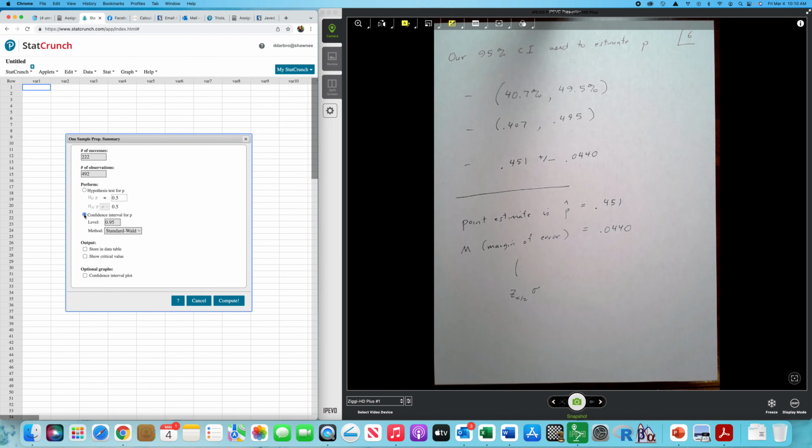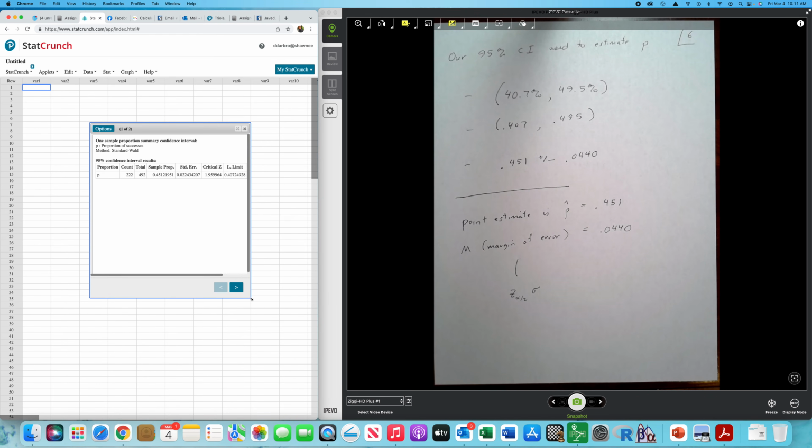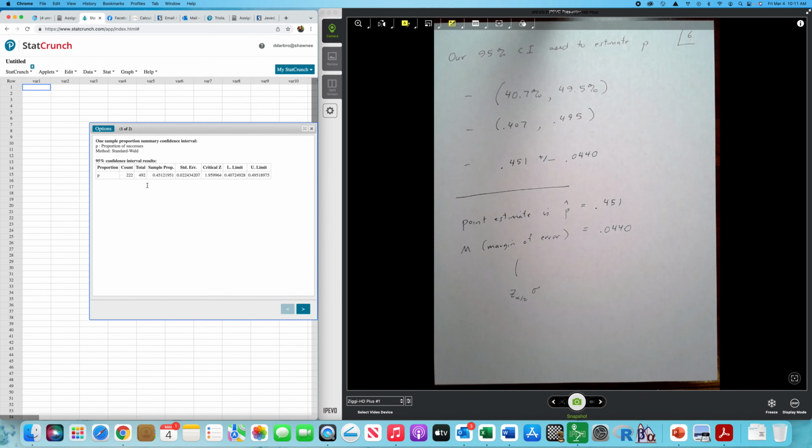I am working with a confidence interval now, and I went to 0.95. For reasons I won't go into, we use what's called the standard Wald. You can show your critical value if that kind of stuff interests you. And the confidence interval plot, I don't really remember what that looks like, but I don't remember it being that interesting. But let's just click it to see. It's not going to mess with any of the important stuff that we need. So when I go compute, let's see what we got.